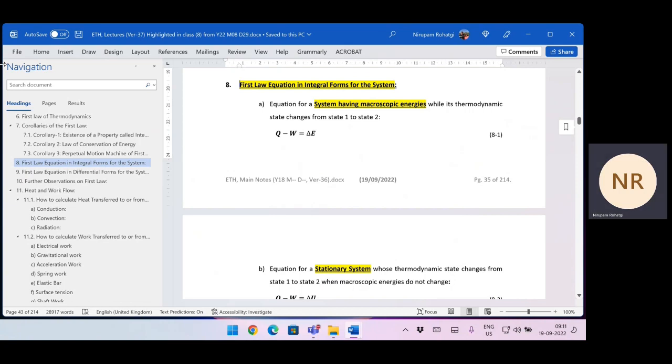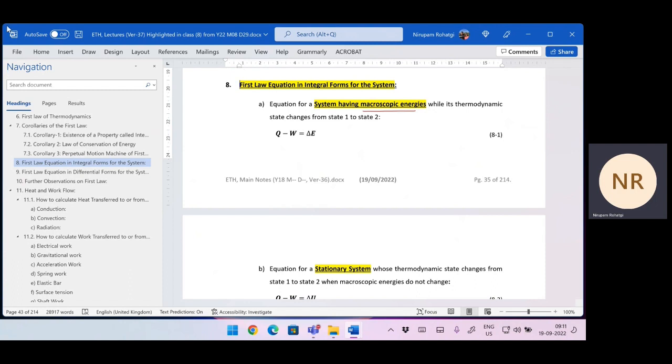तो देखिए, first law जो equation है, now we are putting it in different forms. They're very simple, but you must know the difference between them. So we are making first division, that is we'll be talking about macroscopic energies, and they come into play when the system is moving. So when the system moves, there is a kinetic energy as well as potential energy which comes into play.